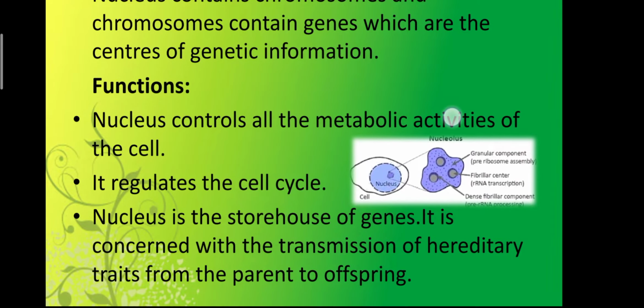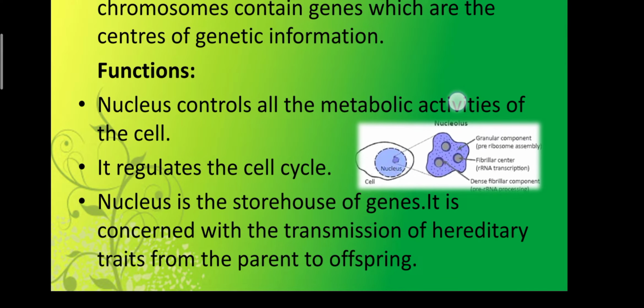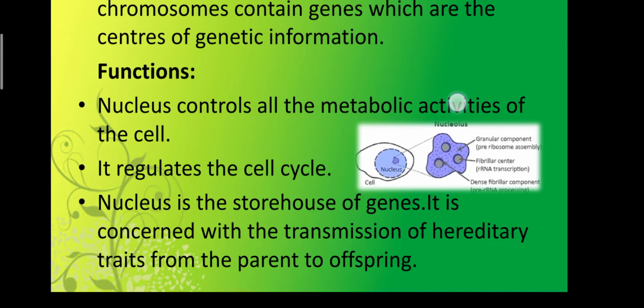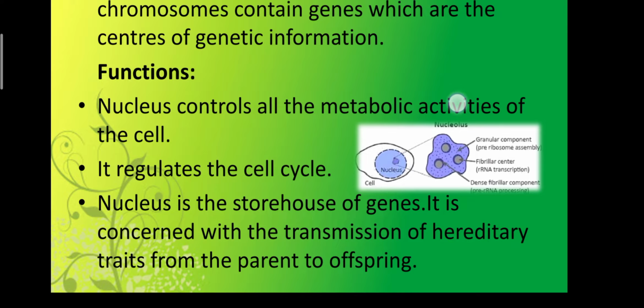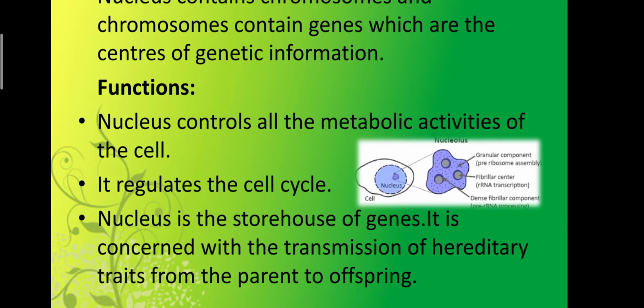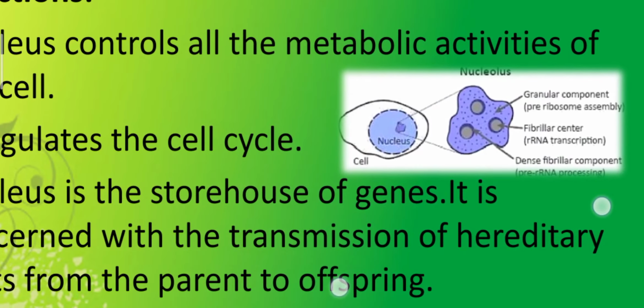Functions of nucleus. Nucleus controls all the metabolic activities of the cell. It regulates cell cycle. Cell cycle means division of the cell and formation of the new cell. Next, it is the storage house of the genes. That means it helps in the transmission of hereditary traits from parent to offspring. This is the structure of nucleus.